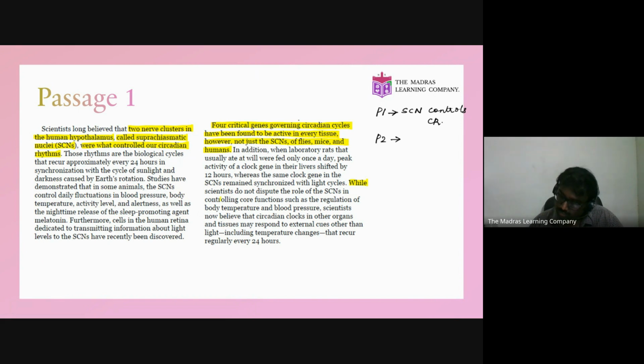While scientists do not dispute the role of SCNs in controlling core functions, such as the regulation of body temperatures and blood pressure, scientists now believe that. So far, all of it is flux. After this is what's important. Circadian clocks in other organs and tissues may respond to external cues other than light, including temperature changes that recur regularly every 24 hours. So what is the final thing that the passage is saying?